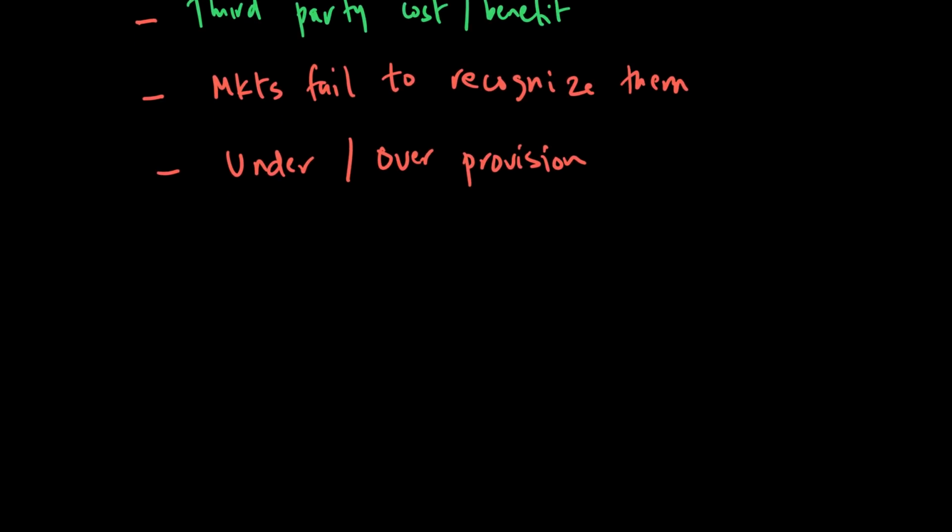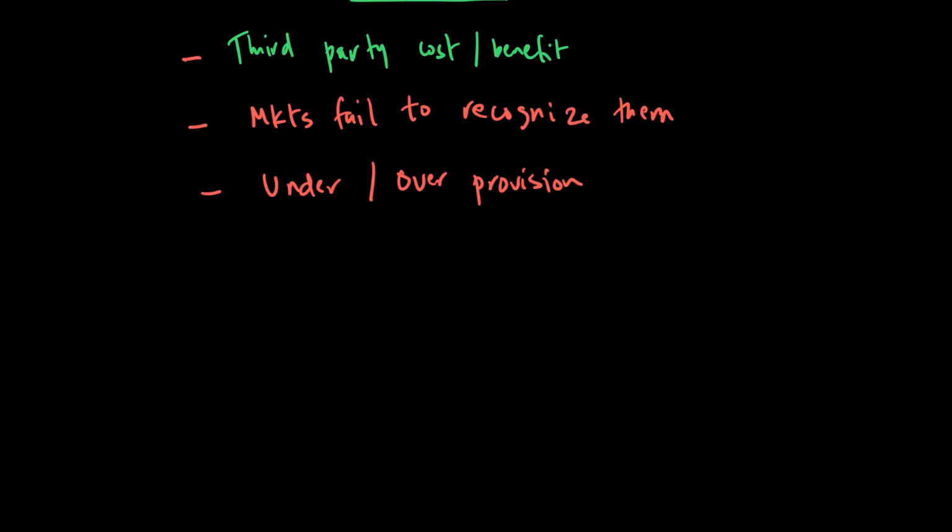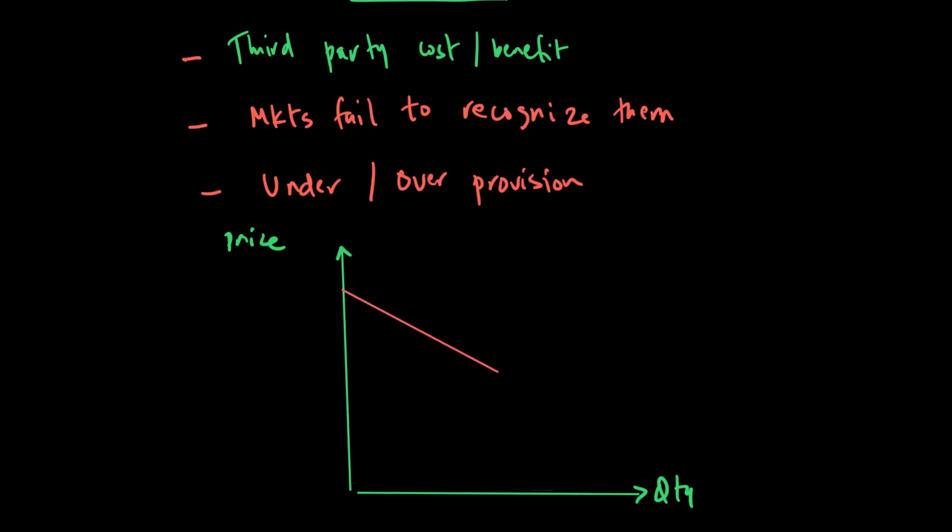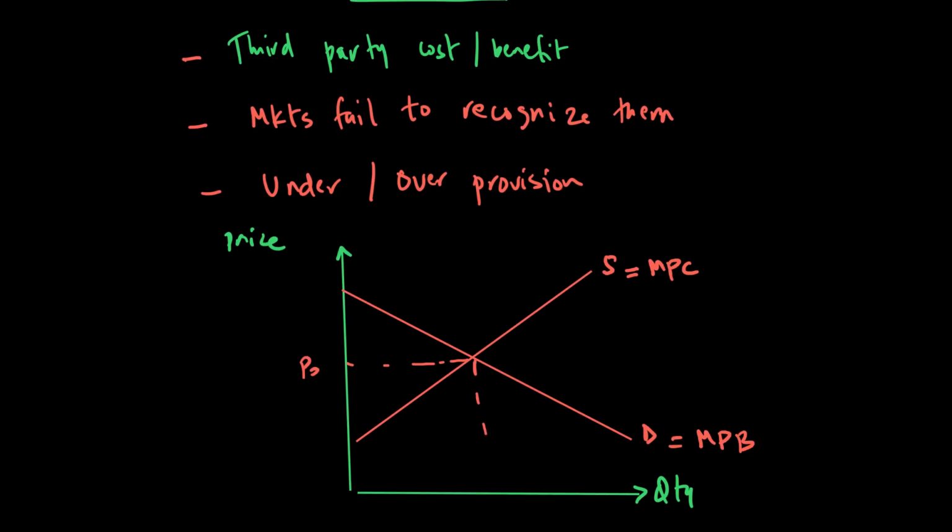Let's say there's a good which has no market failure. We have prices here, quantity here, and let's say this is my demand and supply. Demand is our marginal private benefit, and supply is our marginal private cost. Where demand meets supply, marginal private benefit is equal to marginal private cost.